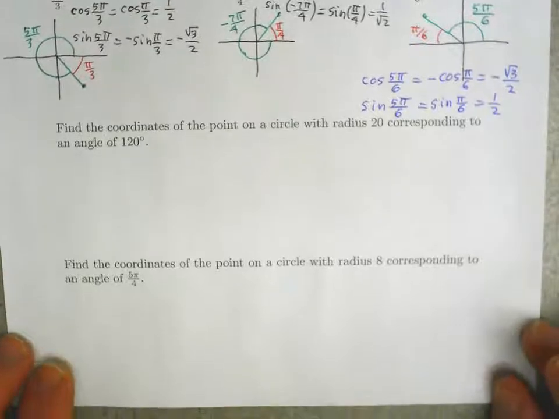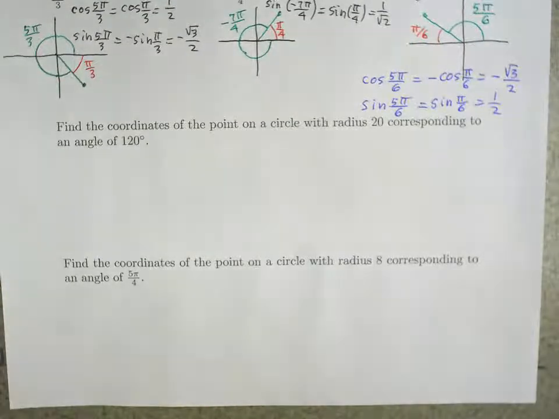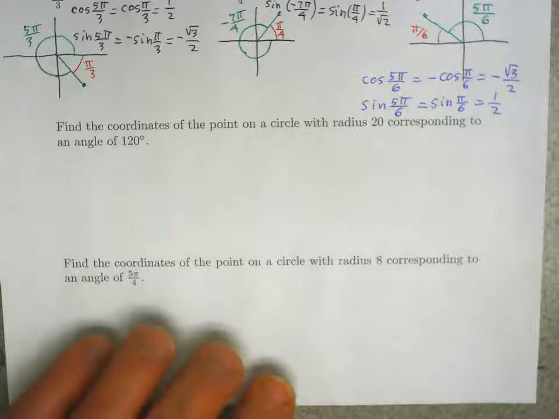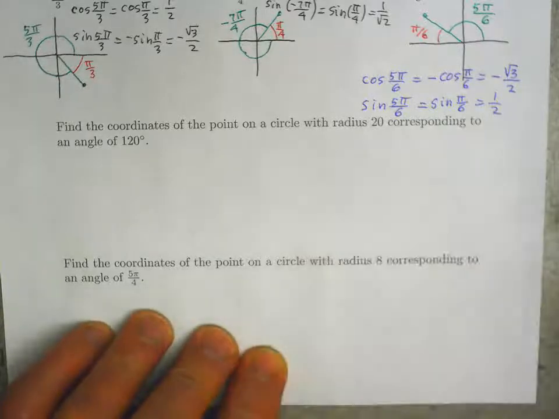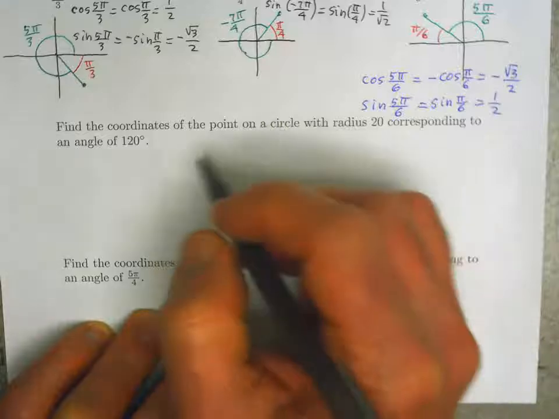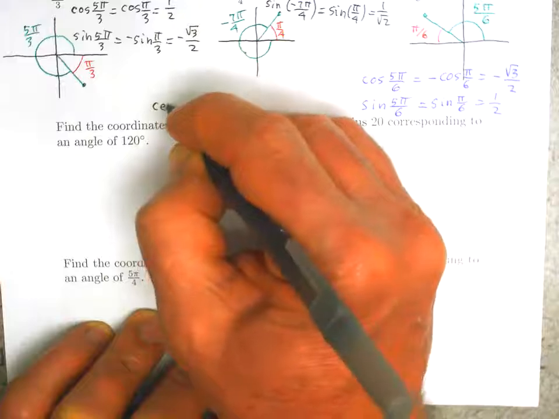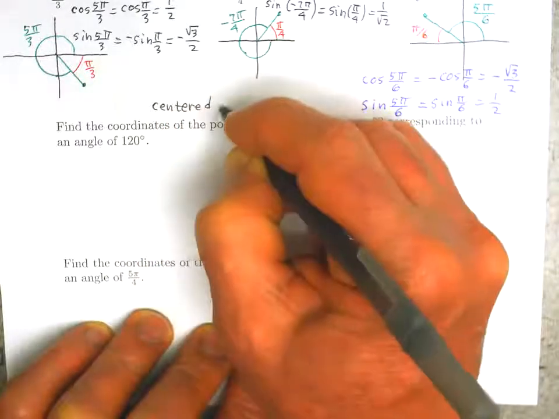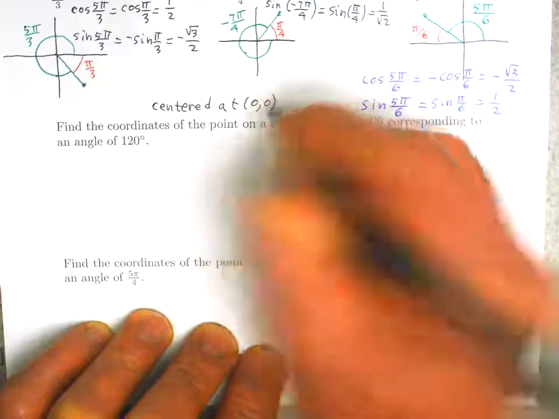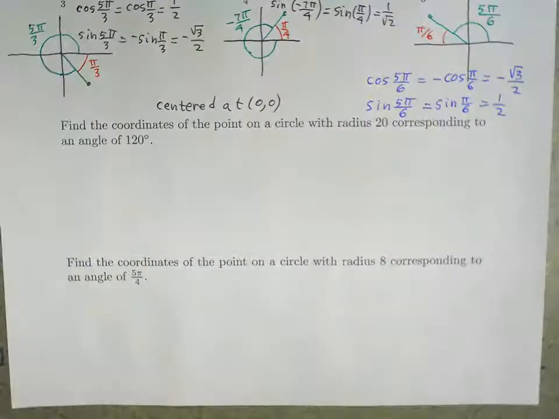Okay, the next problem, find the coordinates of the point on a circle with radius 20 corresponding to an angle of 120 degrees. So it should be stated in the problem that the circle is centered at 0, 0. Otherwise, if we didn't make that assumption, then we wouldn't know how to answer it.